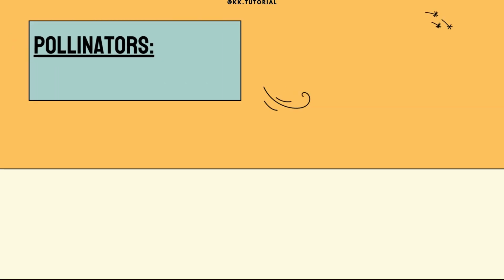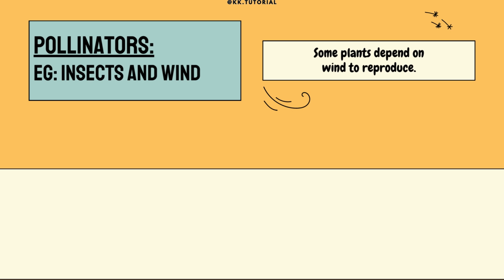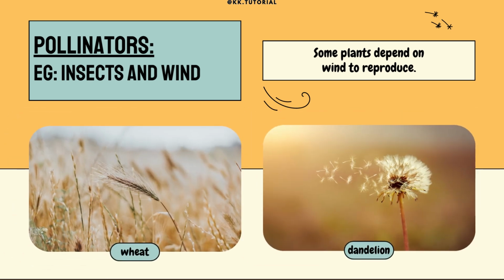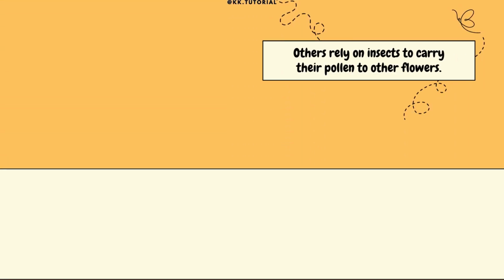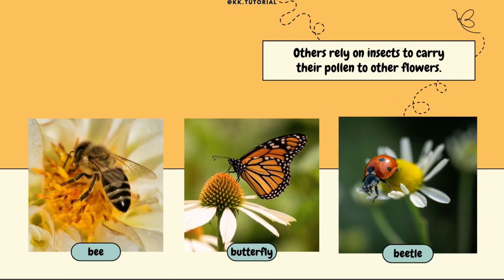Pollinators means the ones who carry pollen from one flower to another flower. For example, insects and wind. Some plants depend on wind to reproduce, for example, grasses and dandelion. Whereas others rely on insects to carry their pollen to other flowers, for example bees, butterflies and beetles.